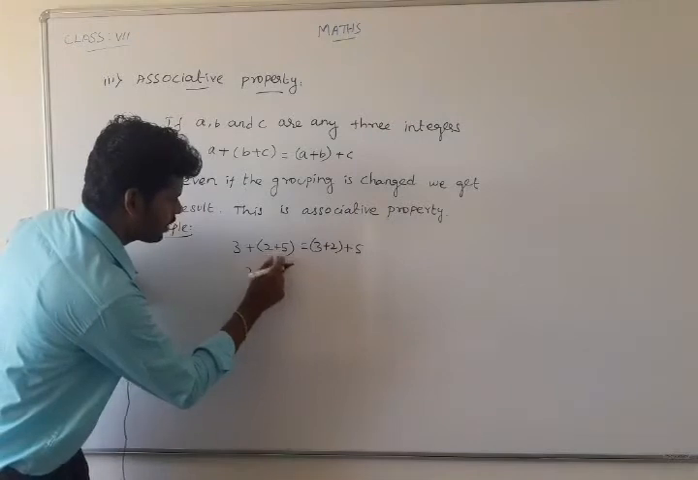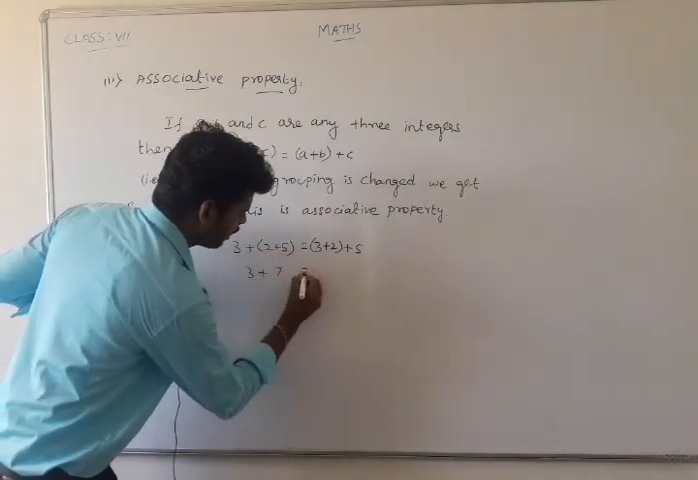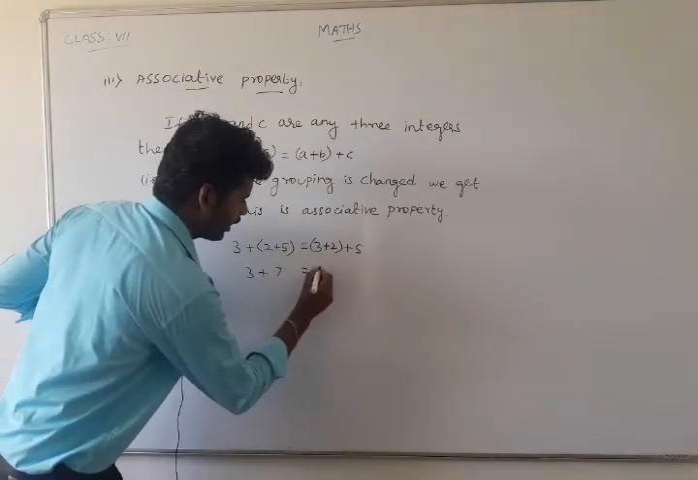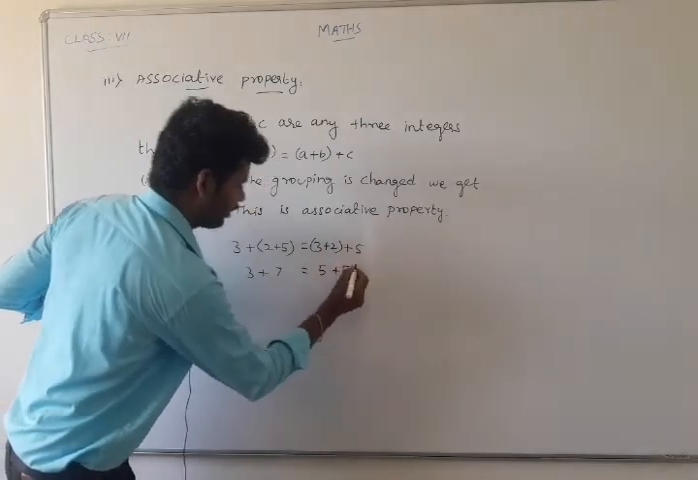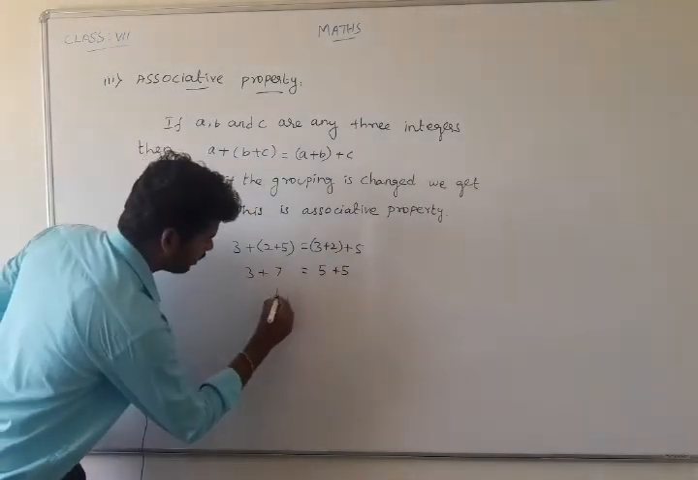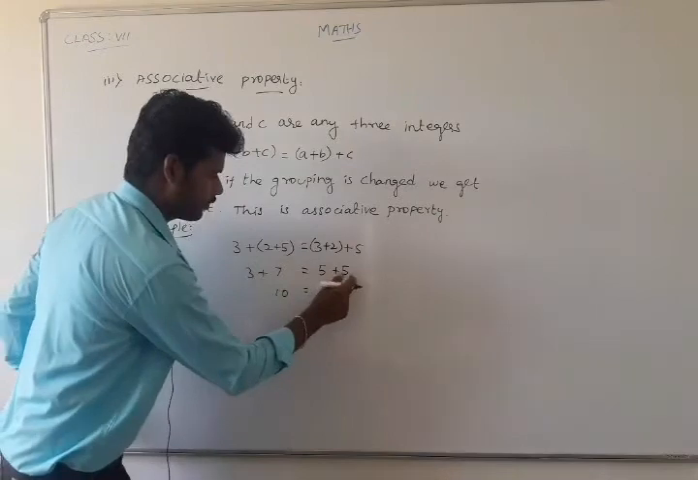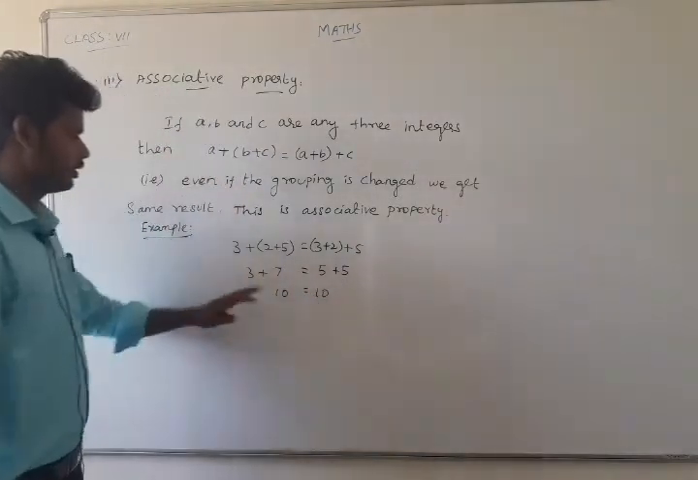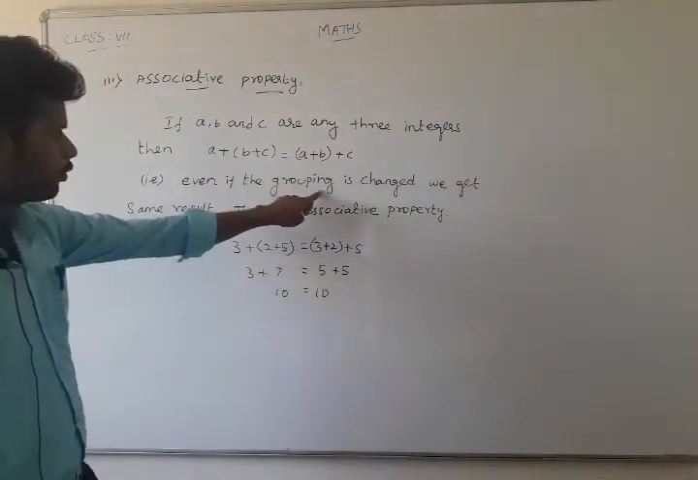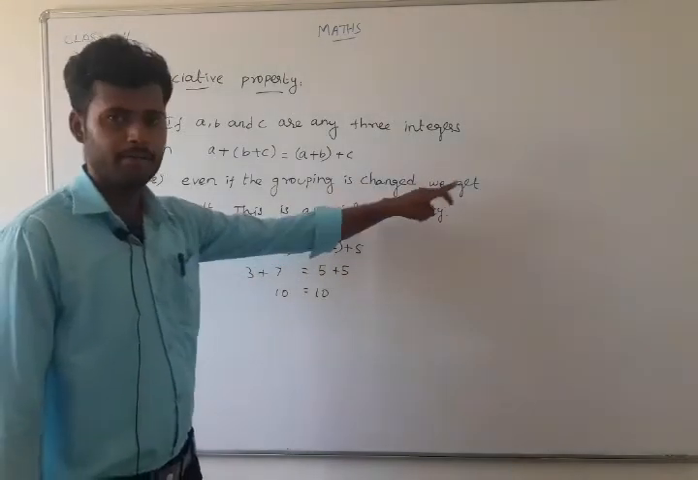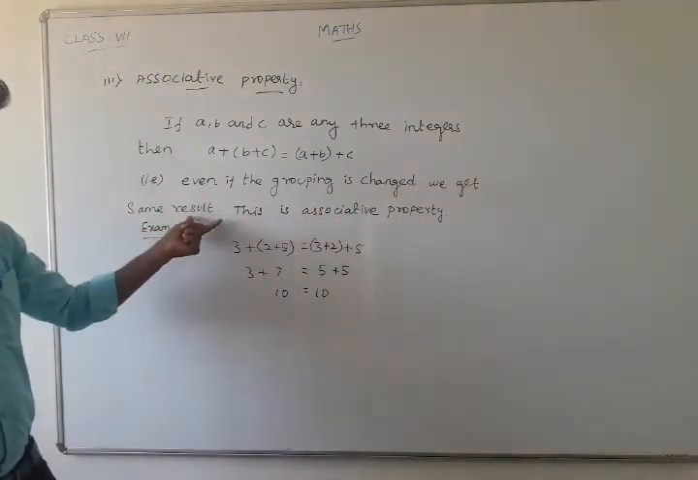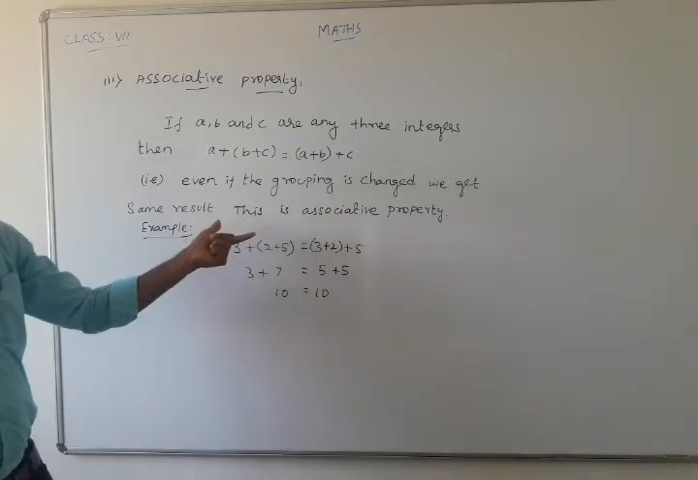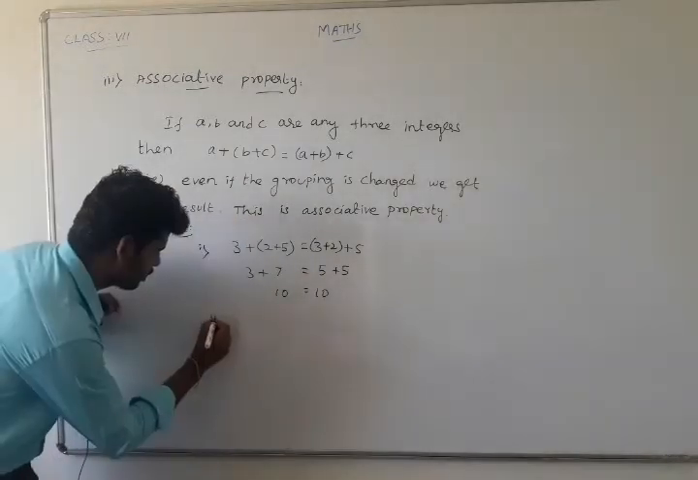3 plus 2 plus 5, 7, equal to 3 plus 2, 5 plus here 5 having. 3 plus 7, 10. 5 plus 5, 10. So this means even if the grouping is changed, we get the same result. This is the associative property.